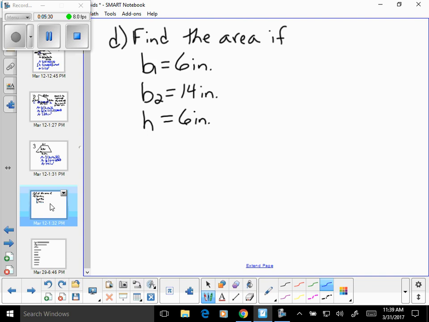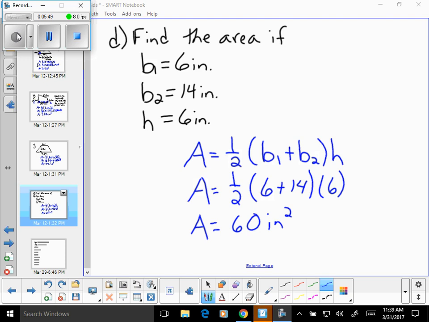Sometimes they will ask you to do a problem where they do not give you a diagram. They simply tell you what to use for B sub 1, what to use for B sub 2, and what to use for H. So at this time, please hit pause, you do the problem, and then restart so you can figure out how well you've done.